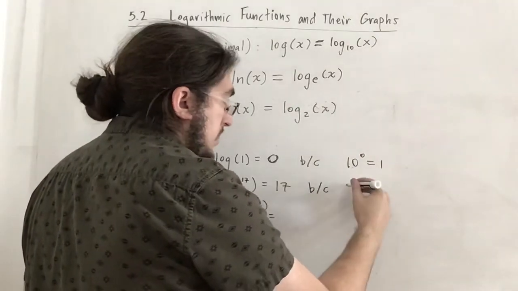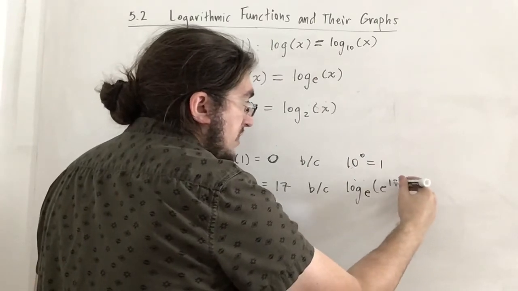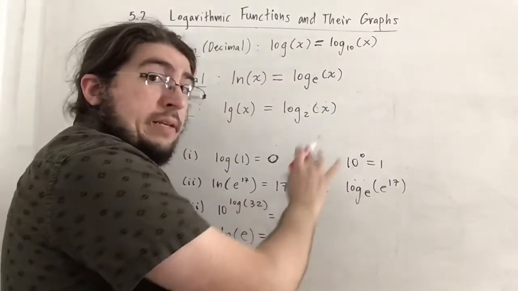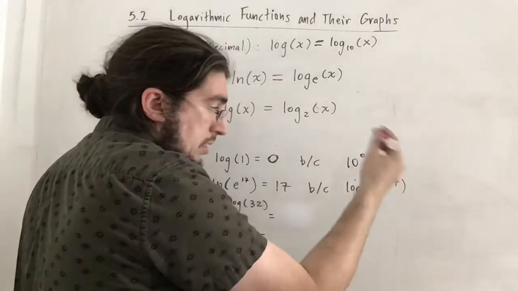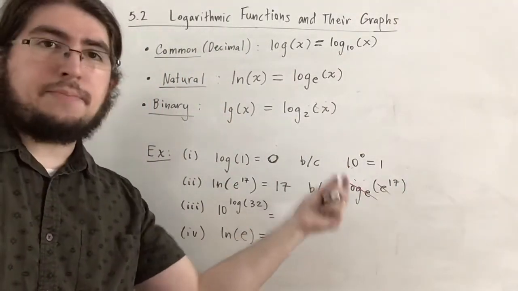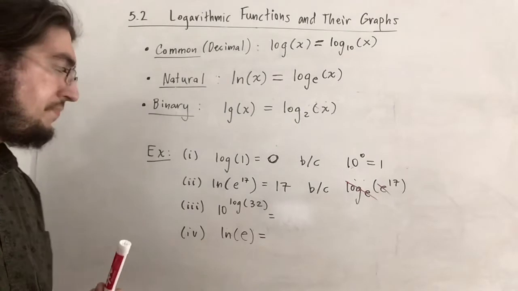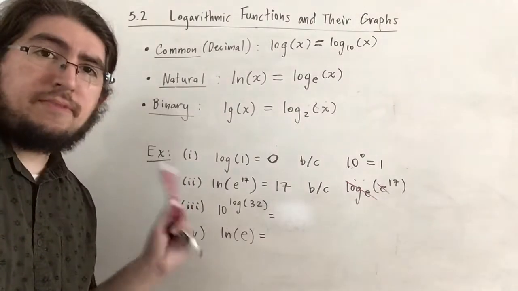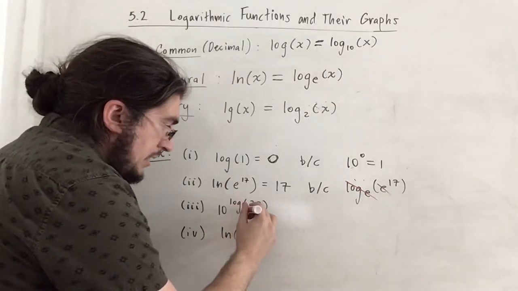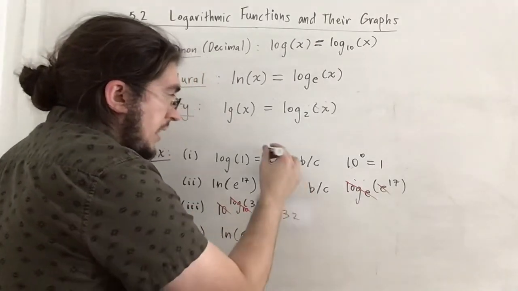So here, this is because ln means log base e, so this is log base e of e to the 17. And as I explained previously, if you ever have log base something of the base to some other power, the base and the log cancel, and you just get 17. And this is very similar. This is the opposite version of that property. Here, since this is technically log base 10, these cancel and we just get 32. And I should box these answers.